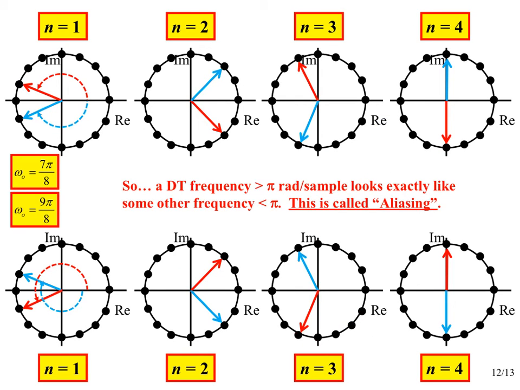Now, this is just illustrating how we can end up with two sinusoids looking the same. This is just another way of illustrating what we saw previously, where we had the blue curve and the red curve, both sinusoids and both going through the same set of samples. So this is just another way of visualizing it.